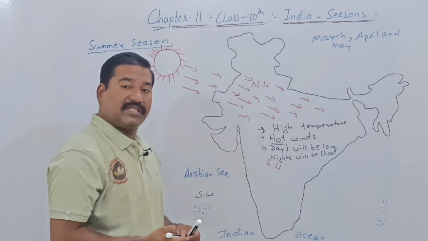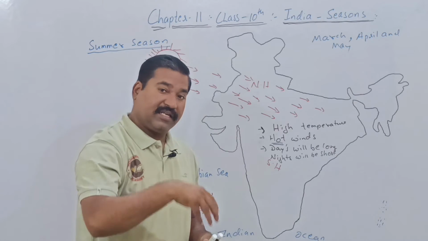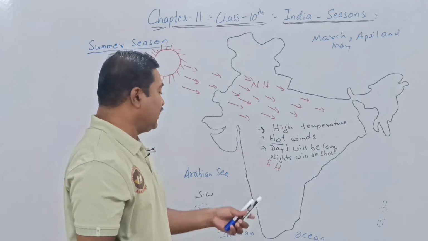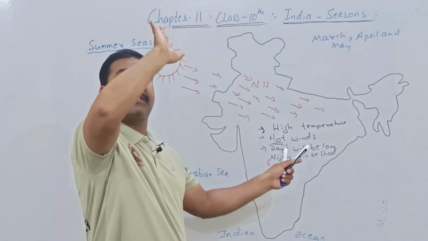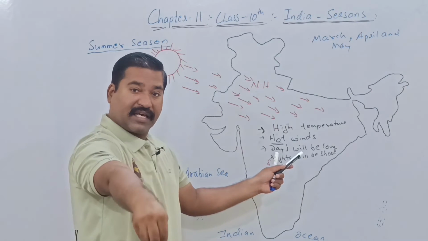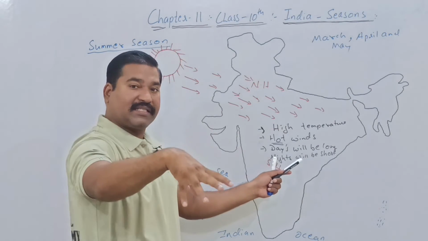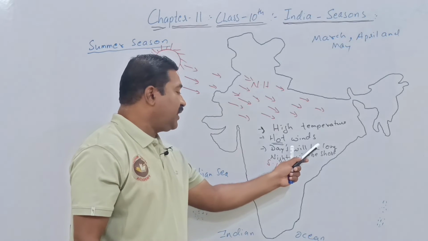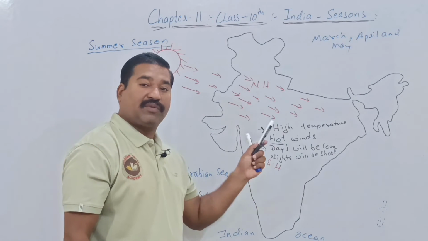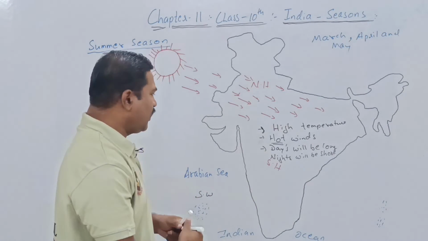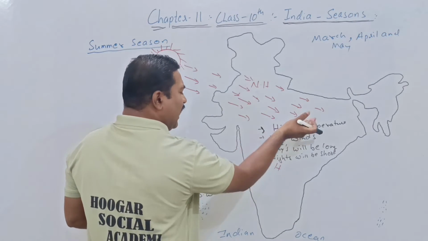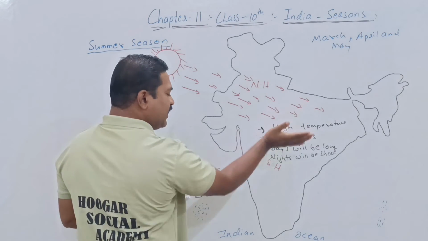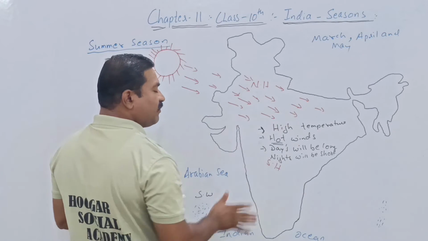What type of character do we see during this season called summer season? Because the sky is clear and the rays are falling directly on us, brightness is more. So days will be long and nights will be short.